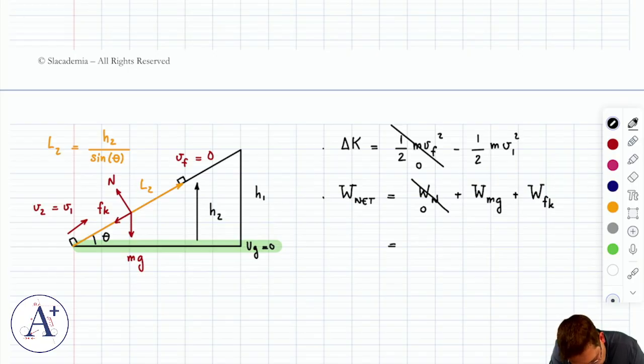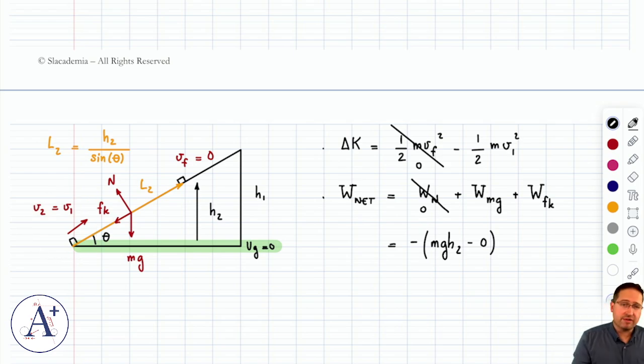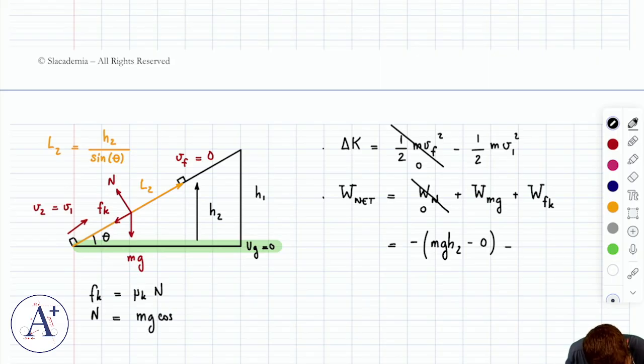All right, well, the work done by mg is going to be minus mg times h final, which is h2, minus, initially at the bottom, there's no gravitational potential energy. I'm on my reference. And then plus, well, it's going to be minus, really, because it's going to be negative, the work done by fk. All right, well, let's think about this. Fk is still mu k N, yeah? And N is still mg cosine theta.